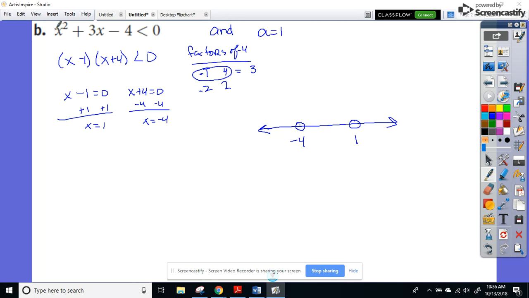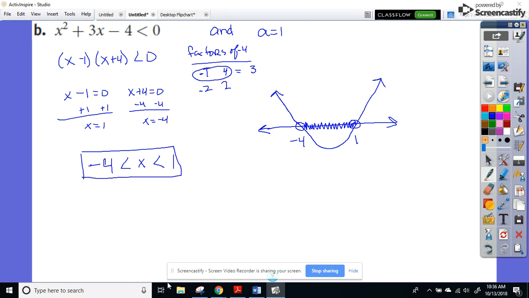This A value is positive, so I know my parabola is opening up. And I'm looking for where my parabola is less than 0. That means where it's below the x-axis. Here's where it's below the x-axis. These are the x values for all of those ordered pairs that are below the x-axis. So the answer to the question is all the numbers between -4 and 1. That is the solution set.